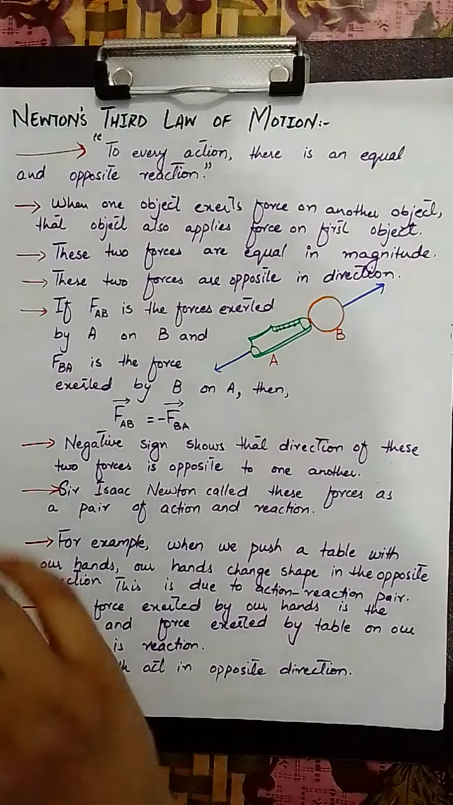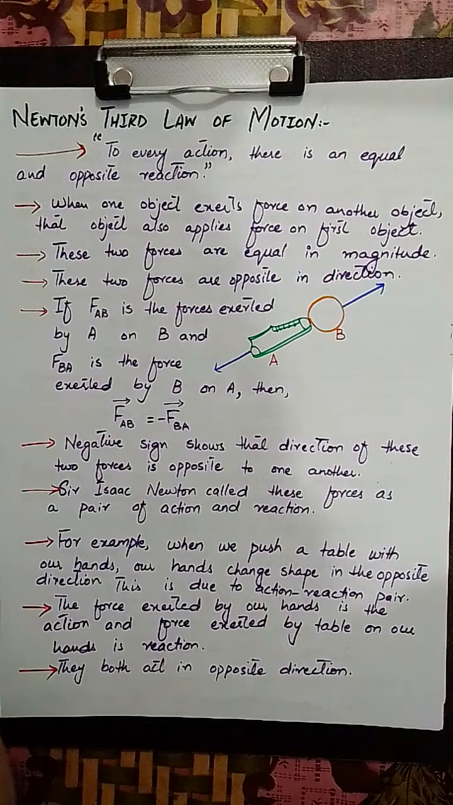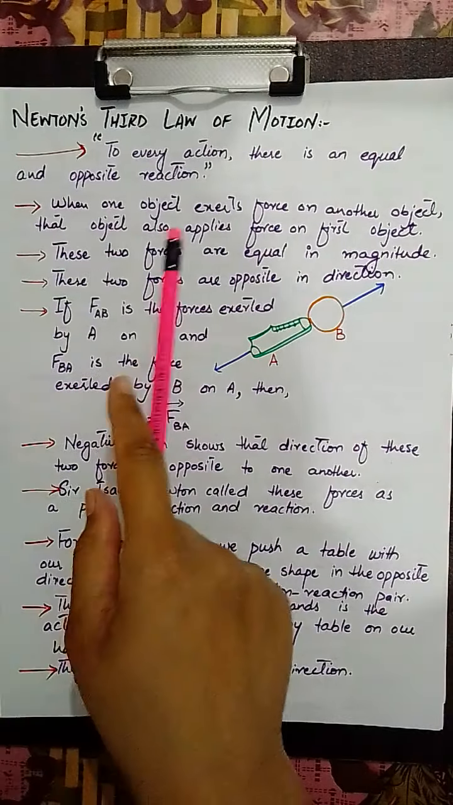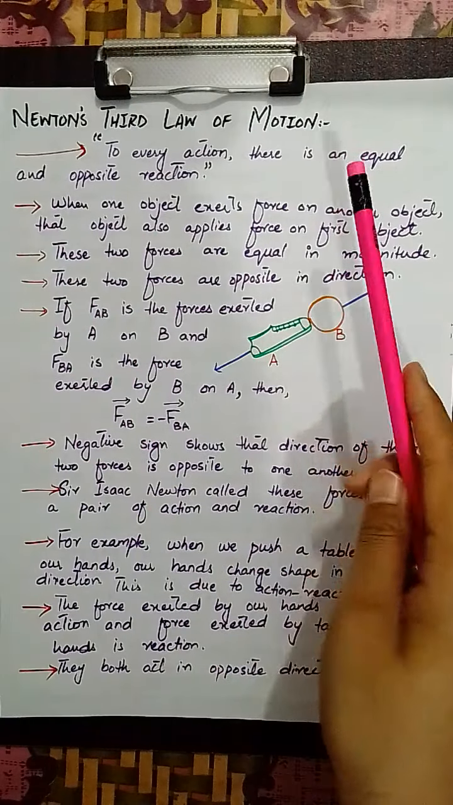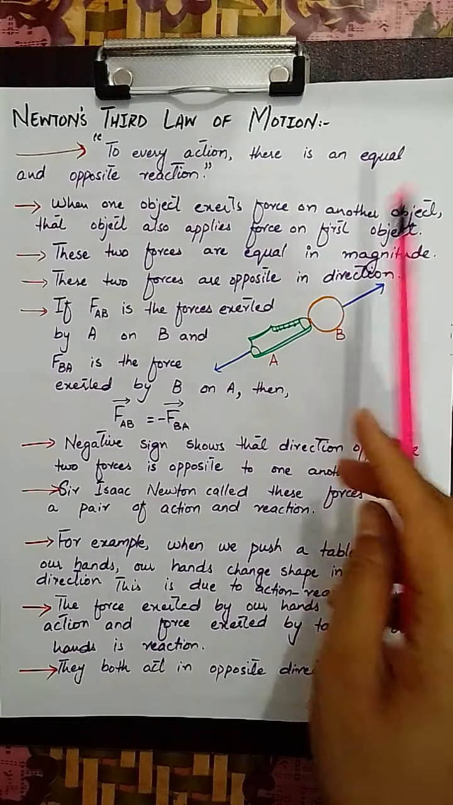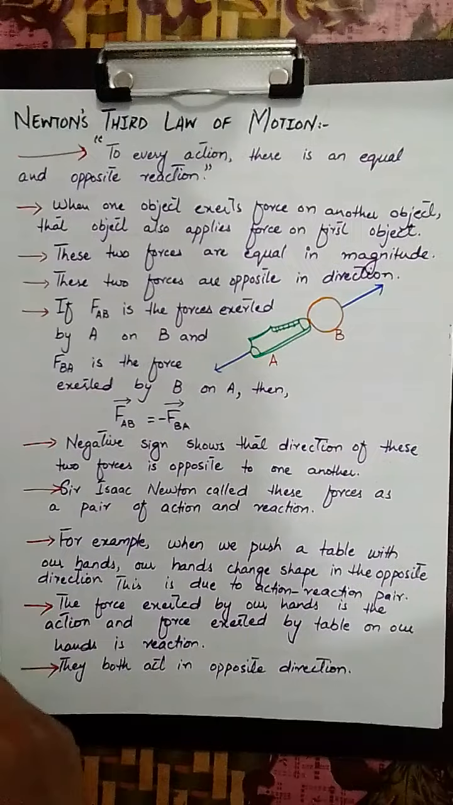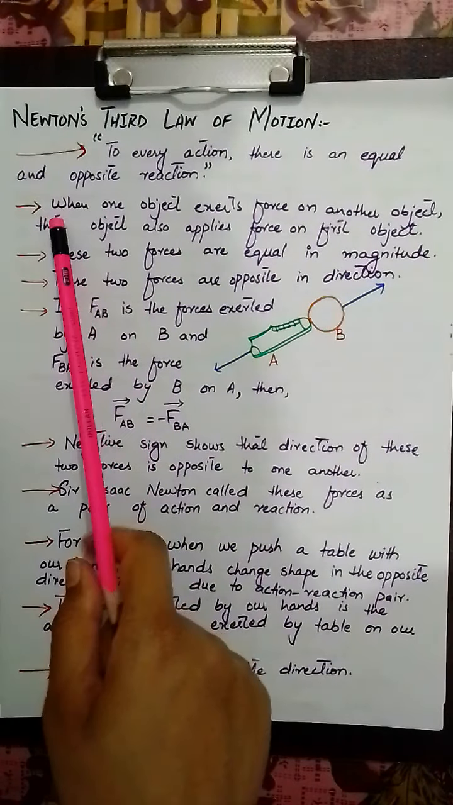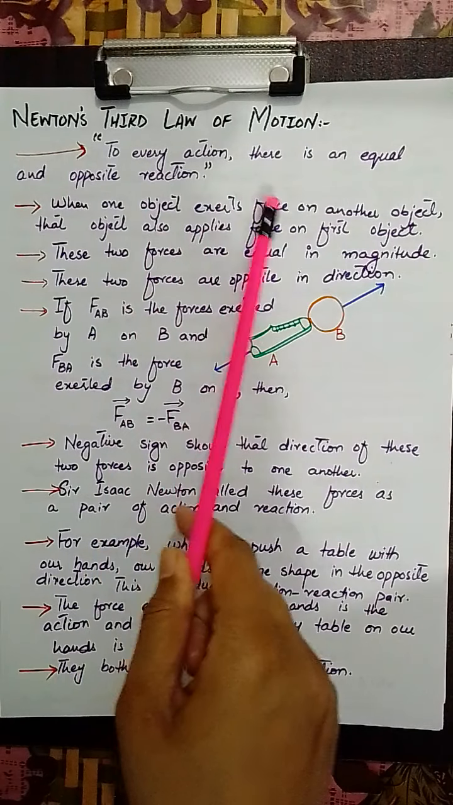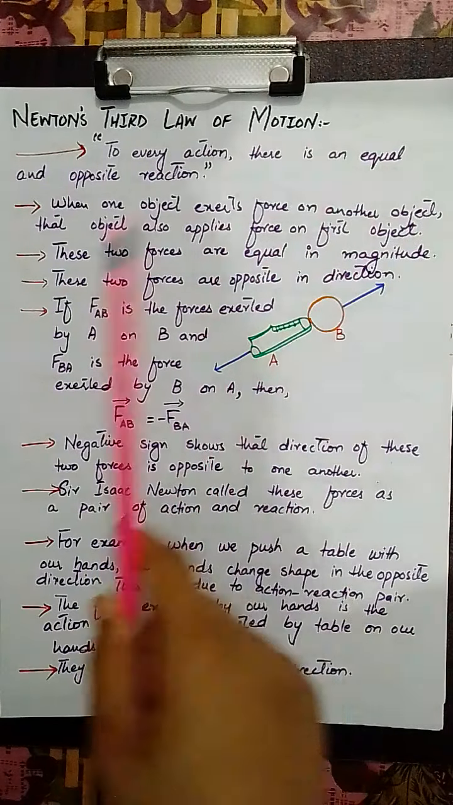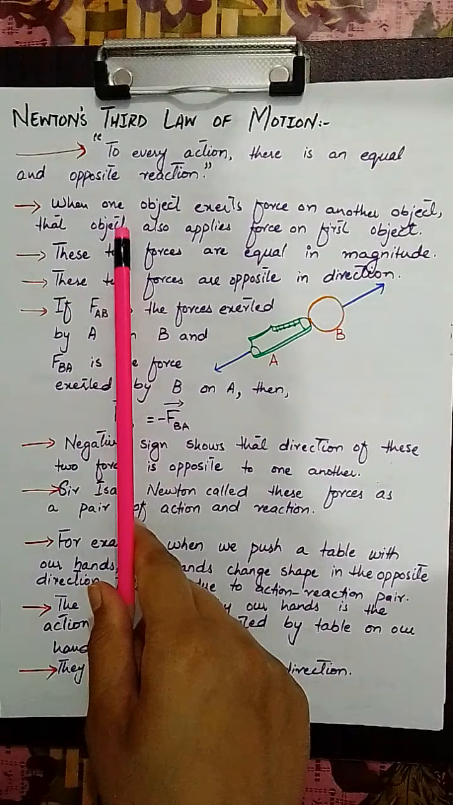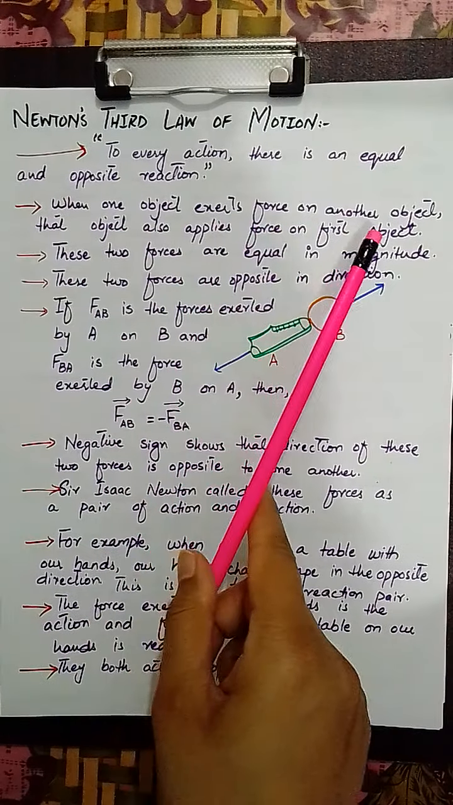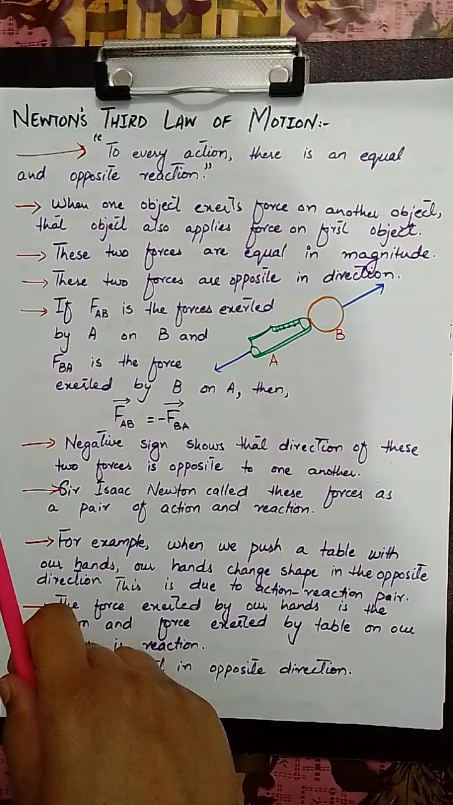What does it mean? It means that if you have two forces, one force is applied on one object, then that other object would also apply a certain force on the first object, right? So whenever one object exerts a force on another object, then the other object also applies force on the first object. So how does it happen?